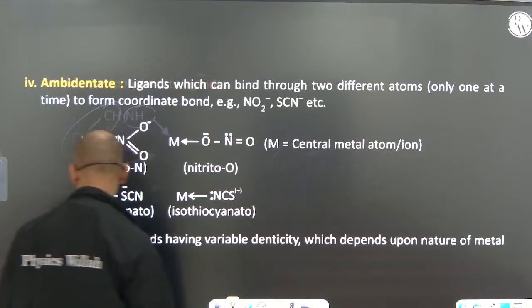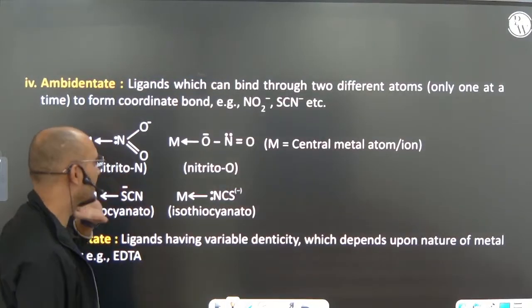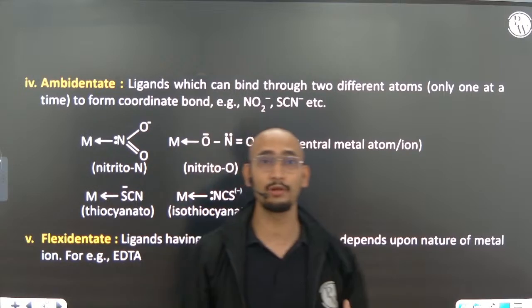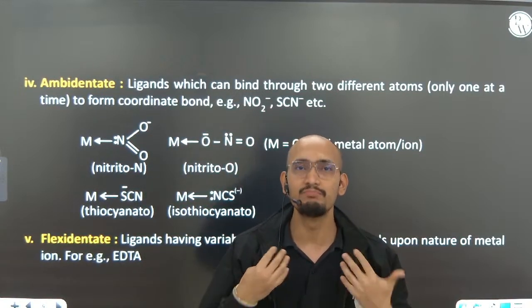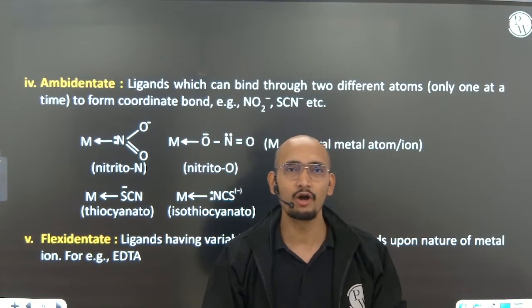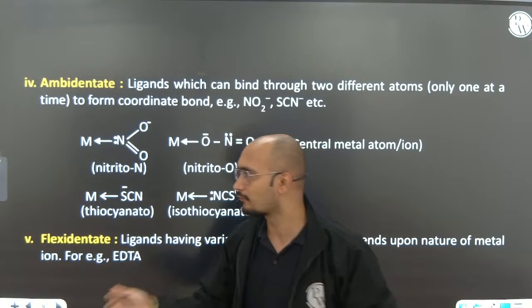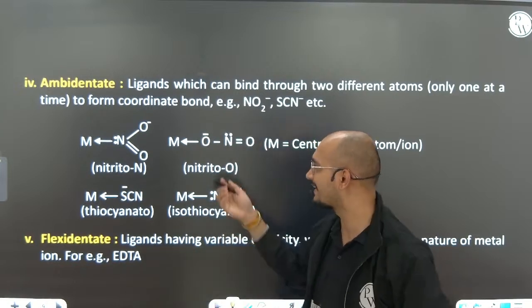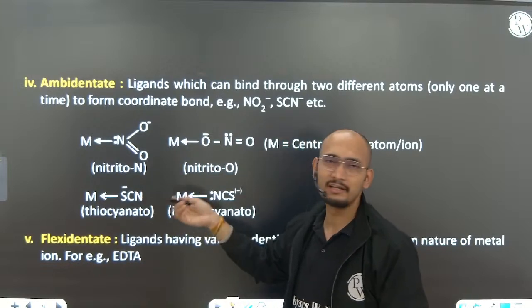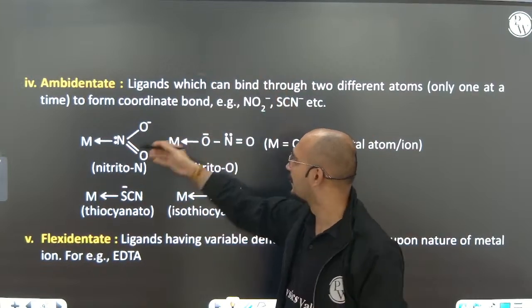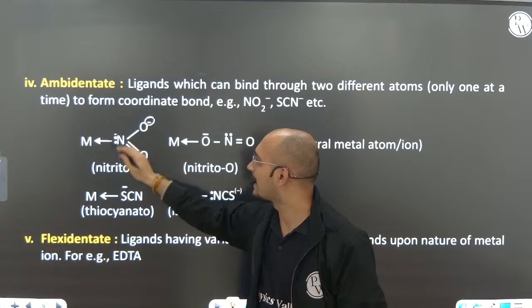Not a big deal. Aage badhenge. Next, ambidentate. Ambidentate are those ligands which can donate the lone pair through more than one kind of atom. So, for example, nitrito, or we also call it nitrite, NO2. It can donate through oxygen as well as through nitrogen.